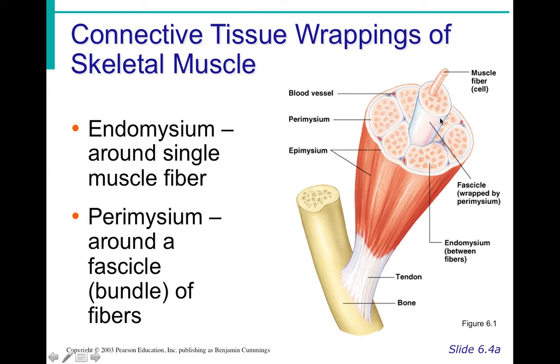which we call our perimysium. So our perimysium is right here. It's also right here. It's also right here. So each one of these groups, fascicles, is bound by a perimysium. And you will need to know that.